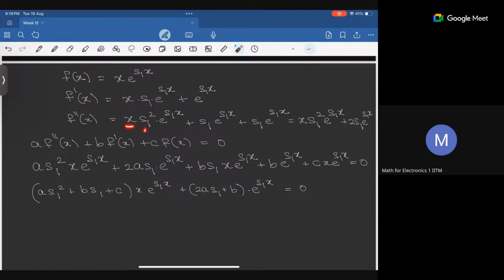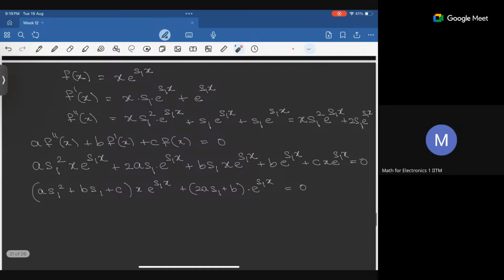So it will be x into s1 square into e power s1x plus 1 into s1 into e power s1x. Then the derivative of e power s1x, which will be s1 into e power s1x. So these two will get added up. We'll have x into s1 square into e power s1x plus 2 into s1 into e power s1x. Right, so this will be the expression for f double prime of x. This will be the expression for f prime of x, and this is for f of x.